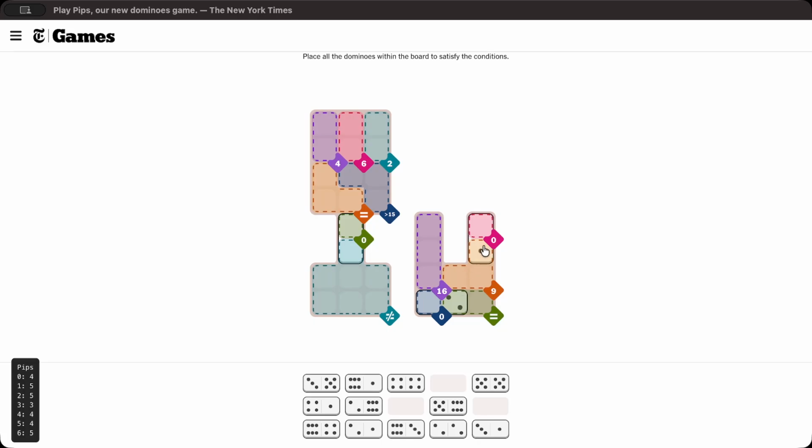Could we? If the 2 was here, I guess we could. It would be 1, 2, and 6. If we did something like this, I mean, we could have a lot more 1s here. And then we have 3 1s remaining. Yeah, there's just so many options.